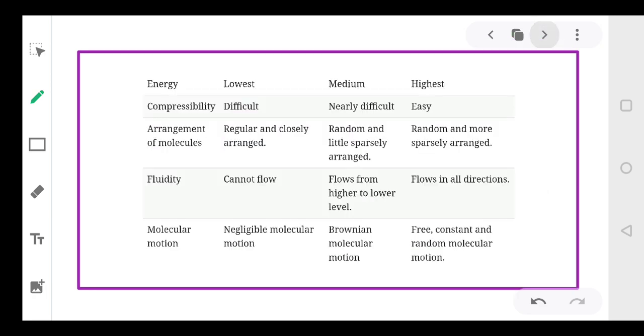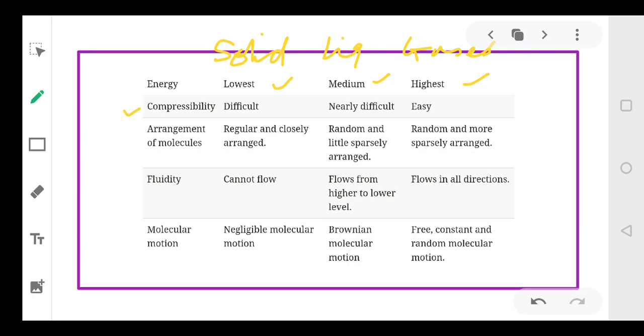Okay. Next is the energy. So this is for solids, this is for liquids, and this is for gases, dear students. I hope you're revising with me. Yes, okay, I'm getting your responses. Fine. So solids have the lowest energy. Liquids have medium energy and the gases have highest energy.